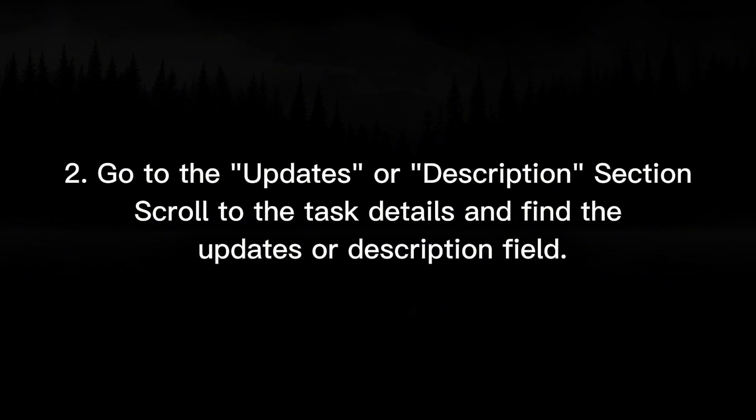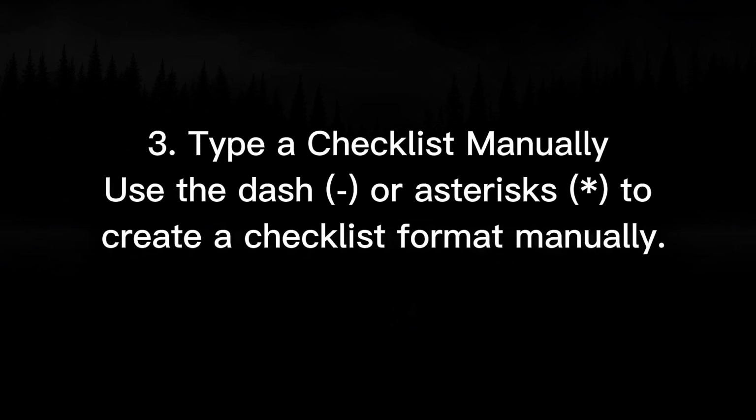2. Go to the Updates or Description section. Scroll to the task details and find the Updates or Description field. 3. Type a checklist manually. Use the dash or asterisks to create a checklist format manually.